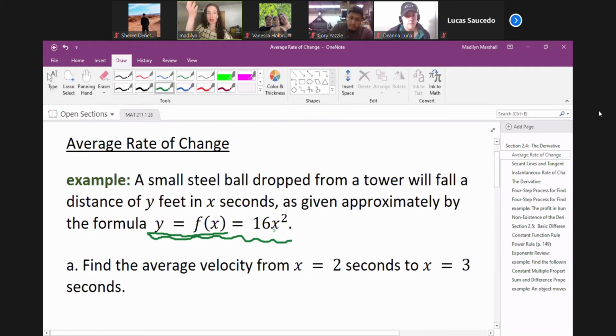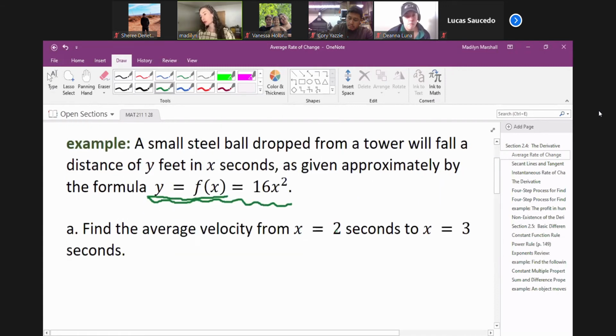When something falls from anywhere, it's accelerated by gravity. So it's going to speed up as it falls. So the speed of this ball as it falls is going to change over time. So our first question is that we want to find the average velocity from 2 seconds to 3 seconds.